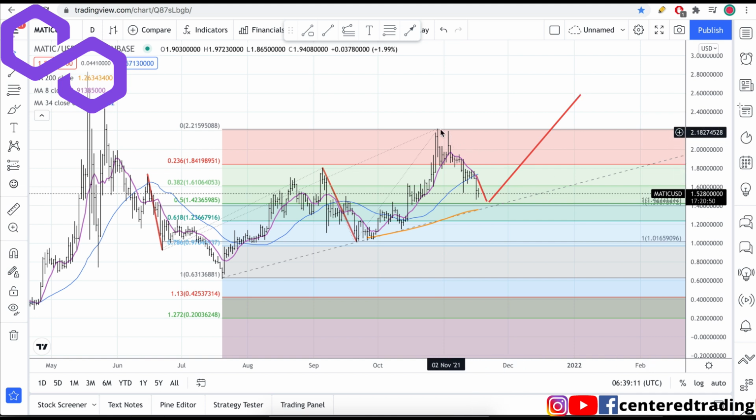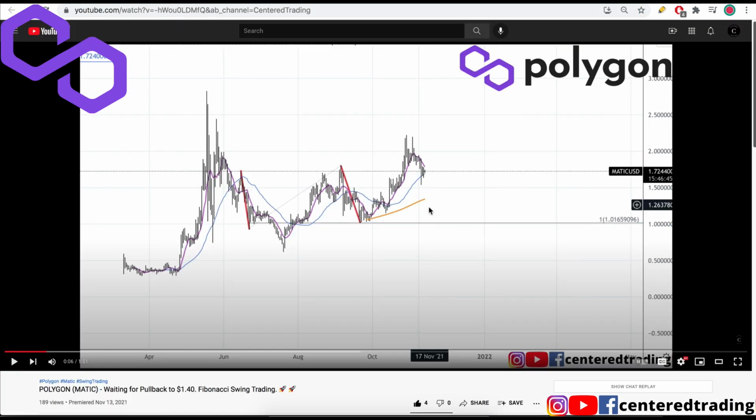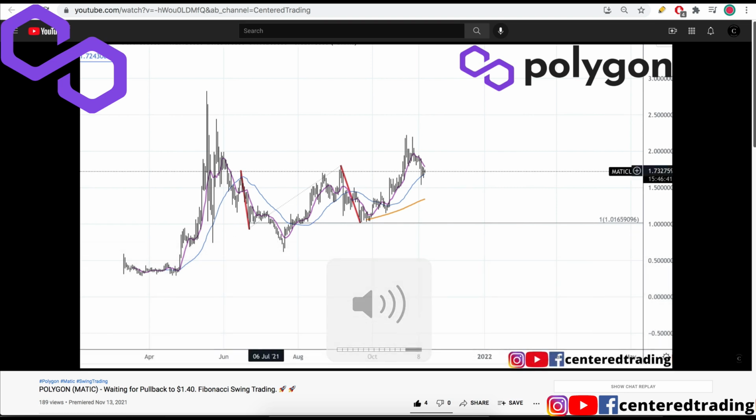Polygon on the daily chart, we have a nice pullback over here. Back on the 13th, I also made a video with this chart. Let's go over it real quick, looking at the history of this chart, looking for other pullbacks of very similar dollar amount.